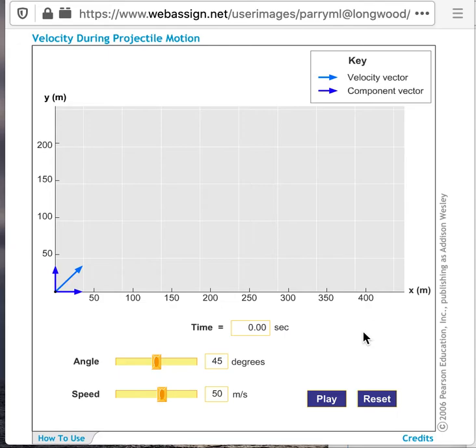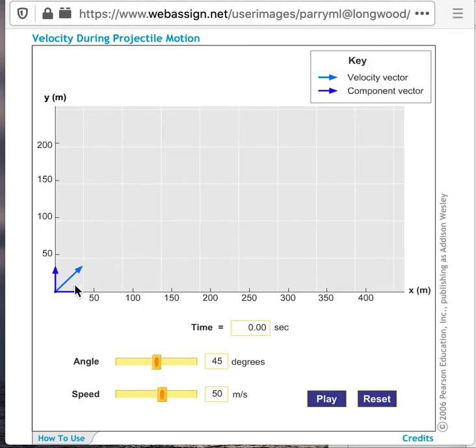In this simulation, we have a picture that represents the velocity of a projectile that is launched at some angle. We have the angle set at 45 degrees and the initial speed of launch set at 50. Once we hit play, we can see the velocity vector, which is the longer blue vector here, along with the components of the velocity vector.